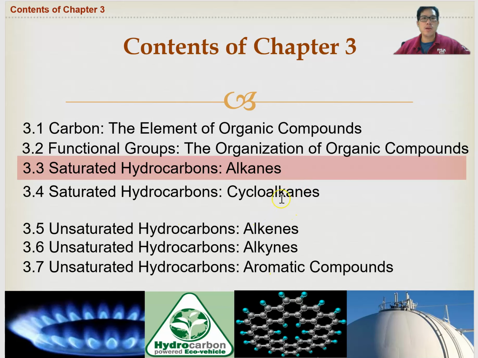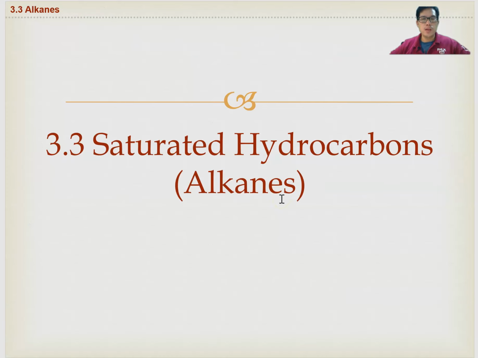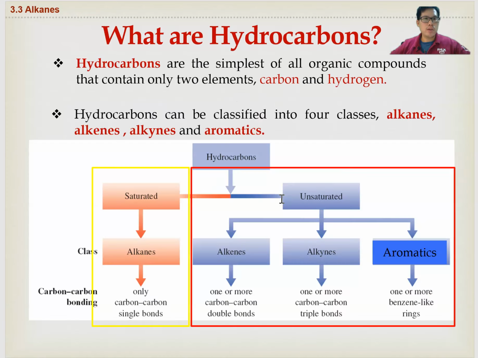Alkanes are considered saturated. When we're looking at these hydrocarbons, what are hydrocarbons? Hydrocarbons are the simplest of all organic compounds, that contain only 2 elements, carbon and hydrogen. This is very obvious from the name. Hydrogen, carbon. Hydrocarbons can be classified into 4 classes: alkanes, alkenes, alkynes, and aromatics.